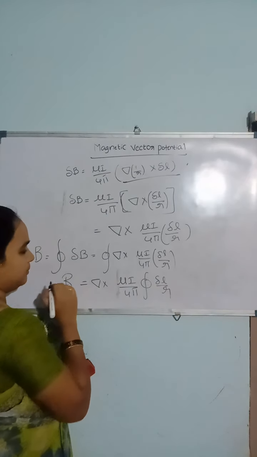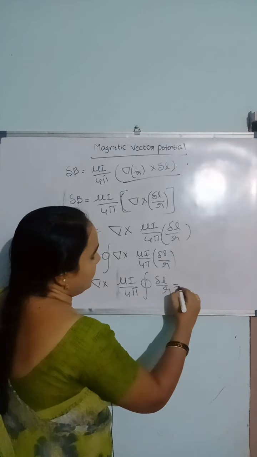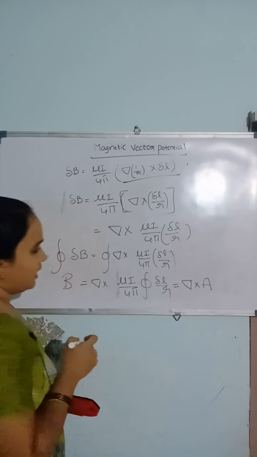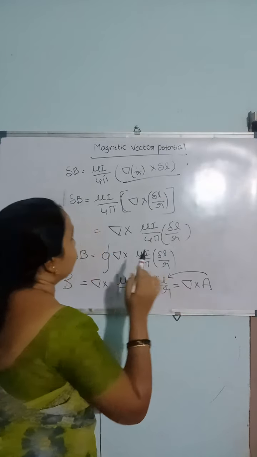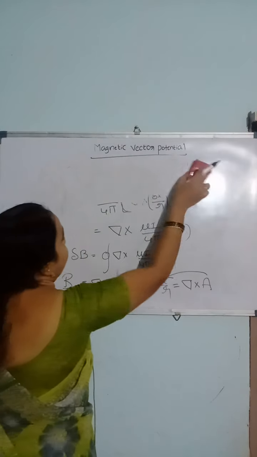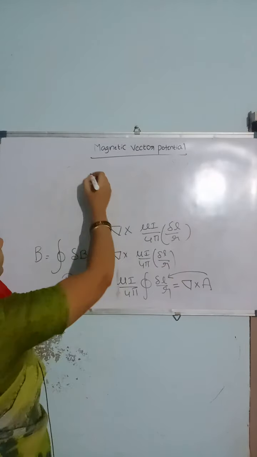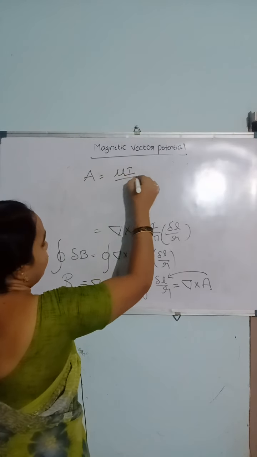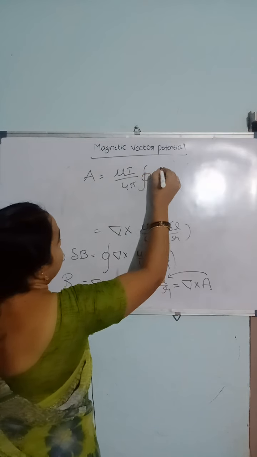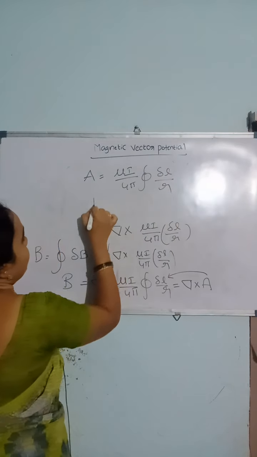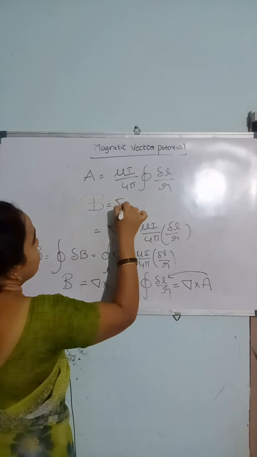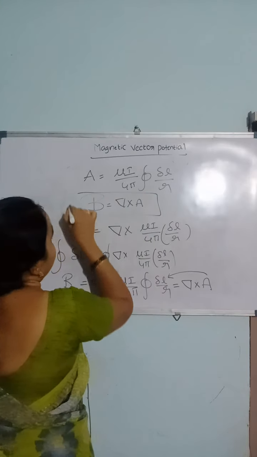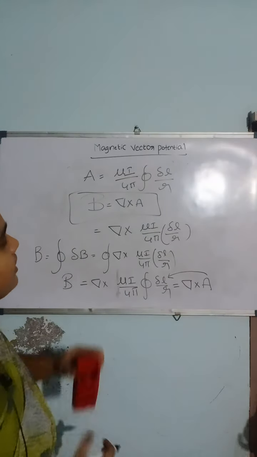So this is B. This term is replaced with the magnetic vector potential. So here what is A? From Biot-Savart's law we have derived the magnetic vector potential as A is equal to mu I by 4 pi closed integral of delta L by R. The relation between the magnetic vector potential and the magnetic field induction is B equals del cross A. So this is the magnetic vector potential.